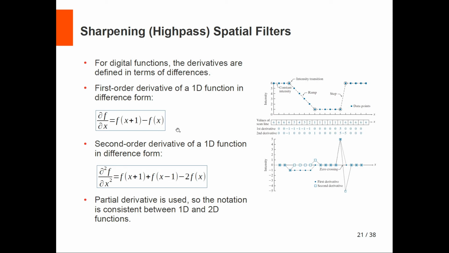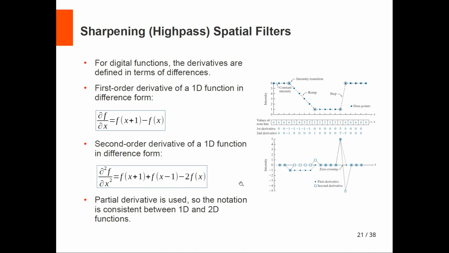So in essence, for location x, what we do is that we subtract the intensity value of its next pixel and the intensity value of that pixel, and based on that we get the first order derivative. As for the second order derivative, it is similar to applying the same equation twice. So the second order derivative of f with respect to x is going to be f of x plus 1 plus f of x minus 1 minus 2f of x.